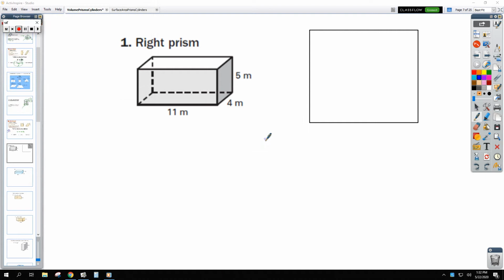So now we're going to get into some of the examples in finding volume of prisms. We'll start with prisms, okay? What is the volume formula for a prism? It's base area times height. It's the area of the base times the height of this prism.